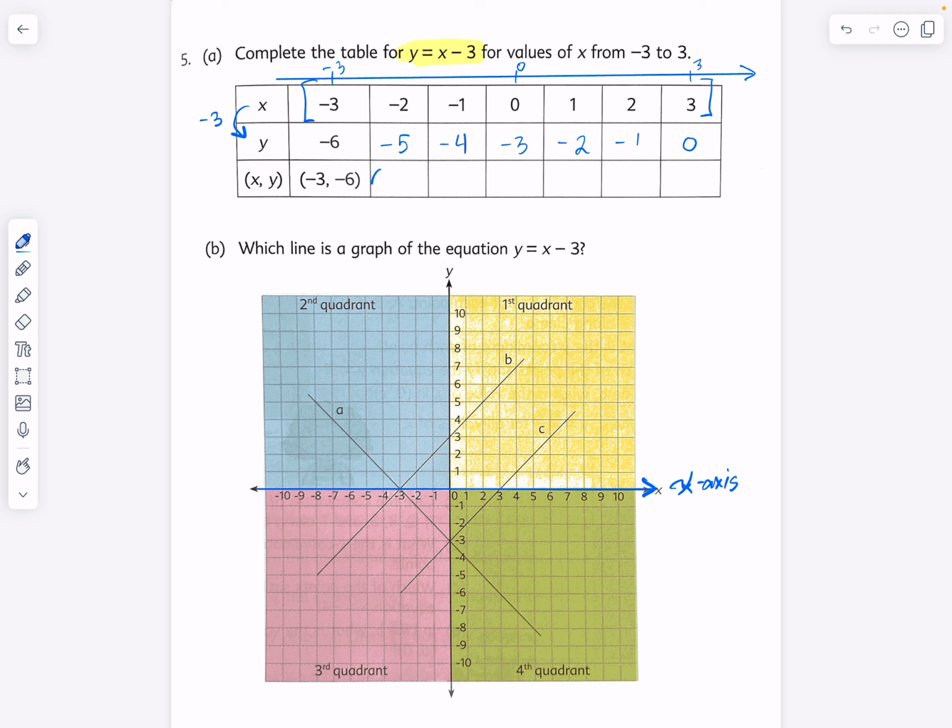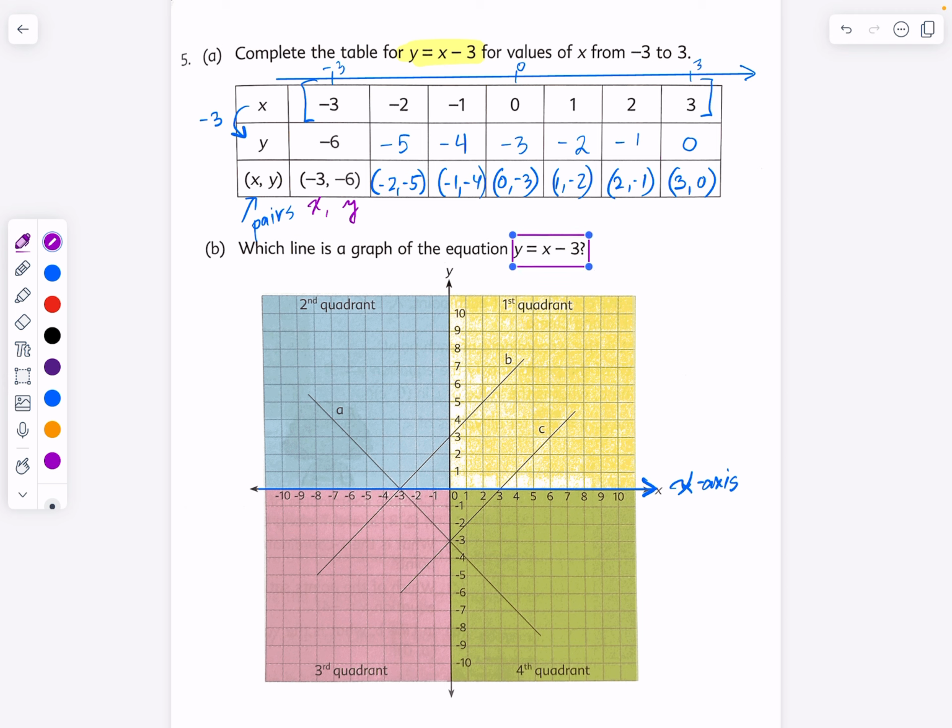Now, let's write them down as xy value pairs, like a pair of numbers. So -2, -5; -1, -4; 0, -3; 1, -2; 2, -1; and 3, 0. Remember that when we write down these value pairs, x is in the first position and y is in the second position. Now, which line is a graph for this rule? Which line is represented by this equation?